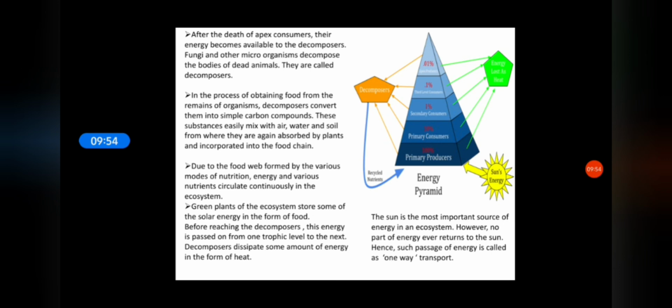During this whole energy flow in an ecosystem, the sun is the most important source of energy, by using which plants make their food material and serve it to other organisms present in the ecosystem. However, no part of the energy after decomposition ever returns to the sun. Hence, we can say that the flow of energy in an ecosystem is one-way transport.